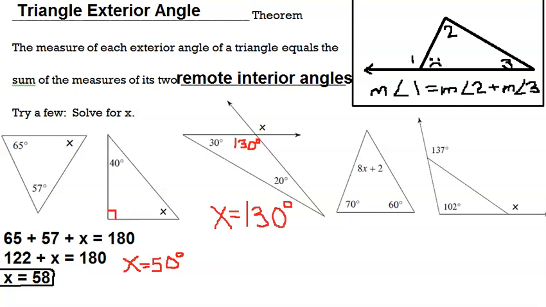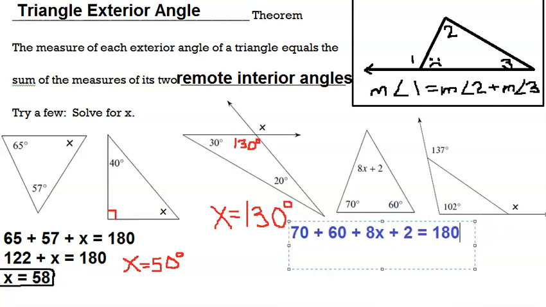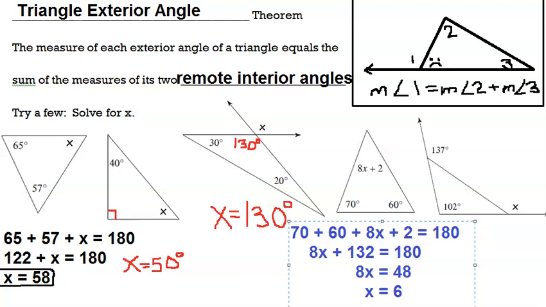All right, the fourth one. I think this would be best to set up in an equation just so we don't forget. And we are going to say 70 plus 60 plus 8x plus 2 equals 180. So the part plus the part plus the part equals the whole thing. And that's going to give us 8x plus 132 equals 180 because I'm going to combine all of the like terms. Then we're going to subtract 132 from both sides, so that 8x equals 48. Seems like a lot of work, but we just figured out that x equals 6. Okay.